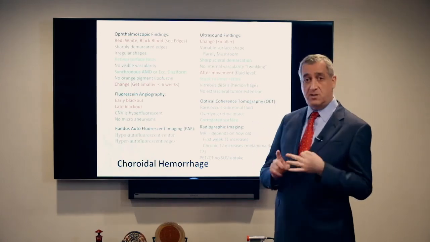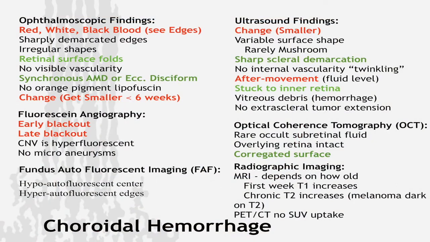Look at the edges. The edges are very telling. If you see a little blood around the edge, it could mean quite a bit. If you look at the surface of the tumor, you'll see folds. Sometimes they're so remarkable that they look like corrugated cardboard.